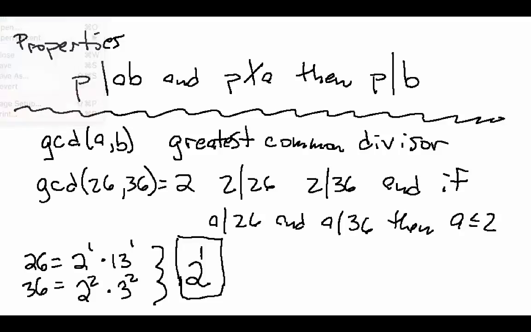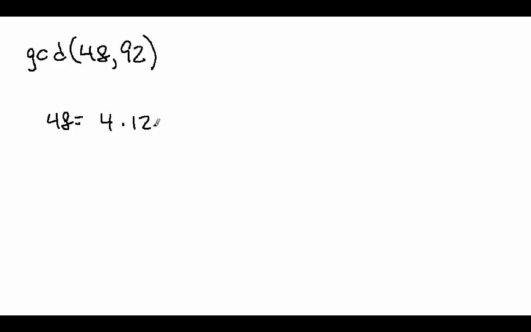Let's look at another example, maybe a little bit more complicated. Let's consider the GCD of 48 and, I hope I'm going to make up a good number here, let's try 92. Well, 48 is equal to, well, that's 4 times 12. Well, that's 2 times 2. 2 times 6. Well, 6 is 2 times 3. So that's 1, 2, 3, 4. That's equal to 2 to the 4th times 3.